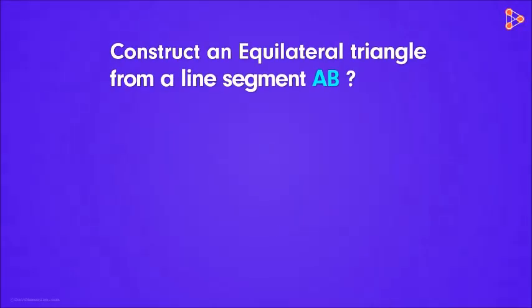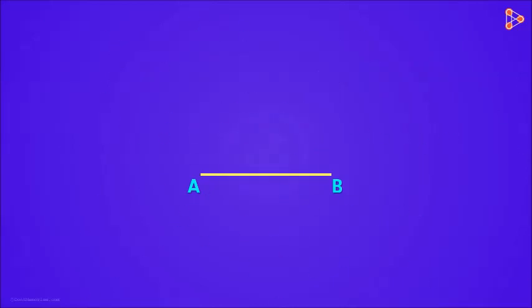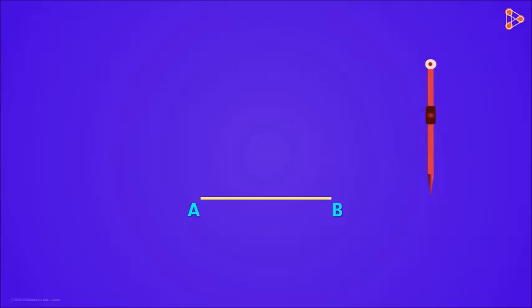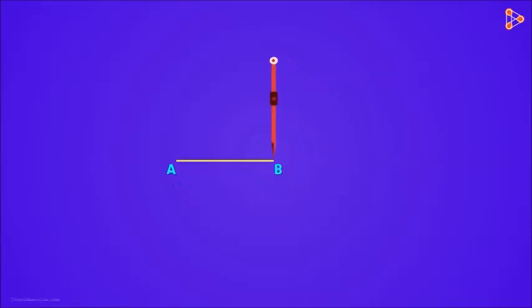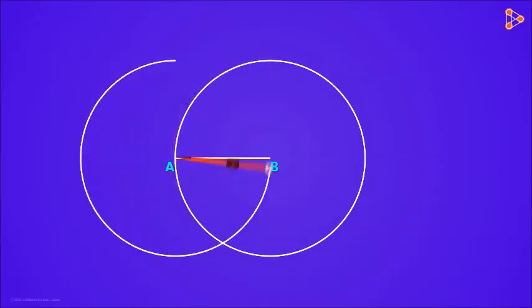Can you construct an equilateral triangle from a line segment AB? Think about how you can do it. To construct the equilateral triangle, we have to find the third vertex other than A and B. For that, let's take a compass. We put the fixed point of the compass on one of the points, say B. Now taking this line segment AB as the radius, we draw a circle with B as its center. Similarly, without changing the length of the compass, repeat the process by placing its fixed point on point A.